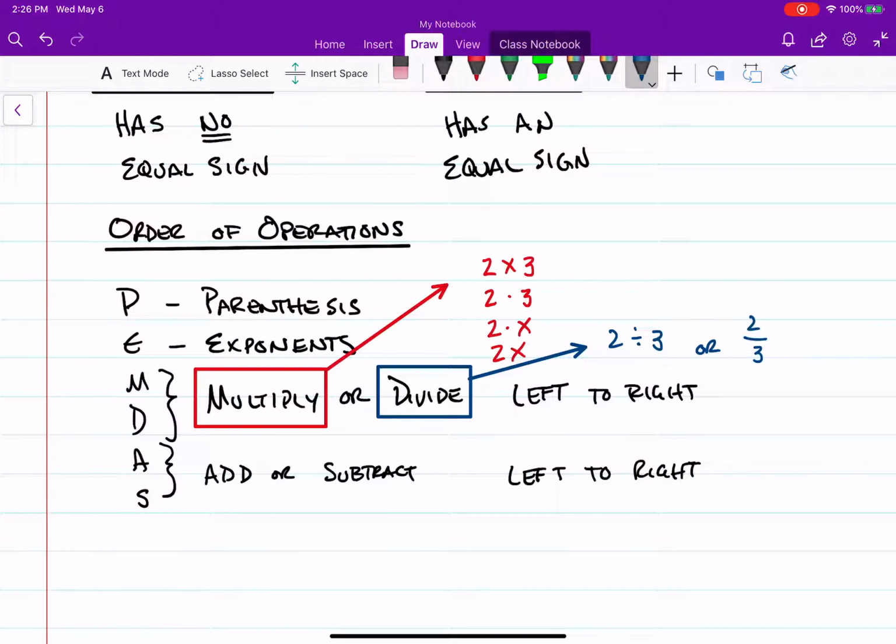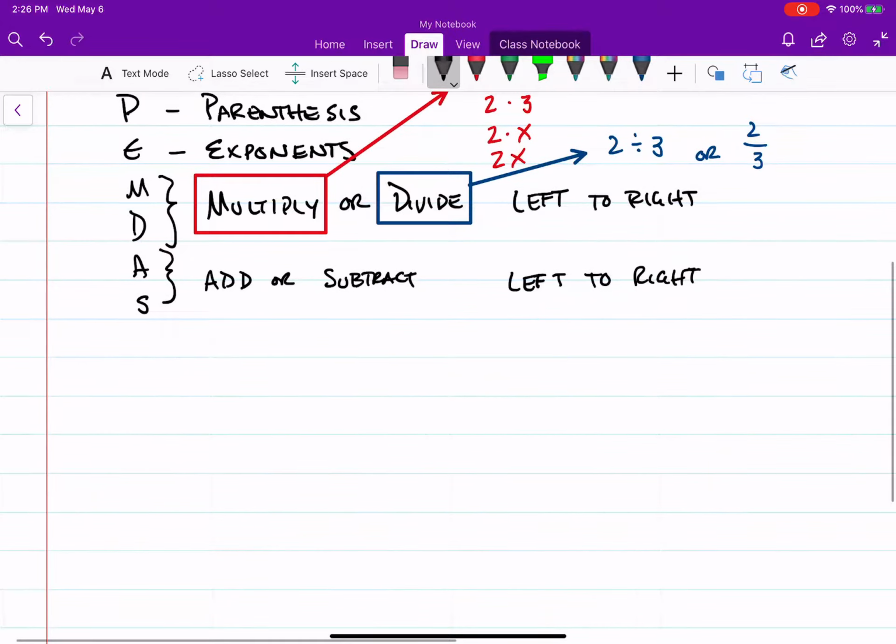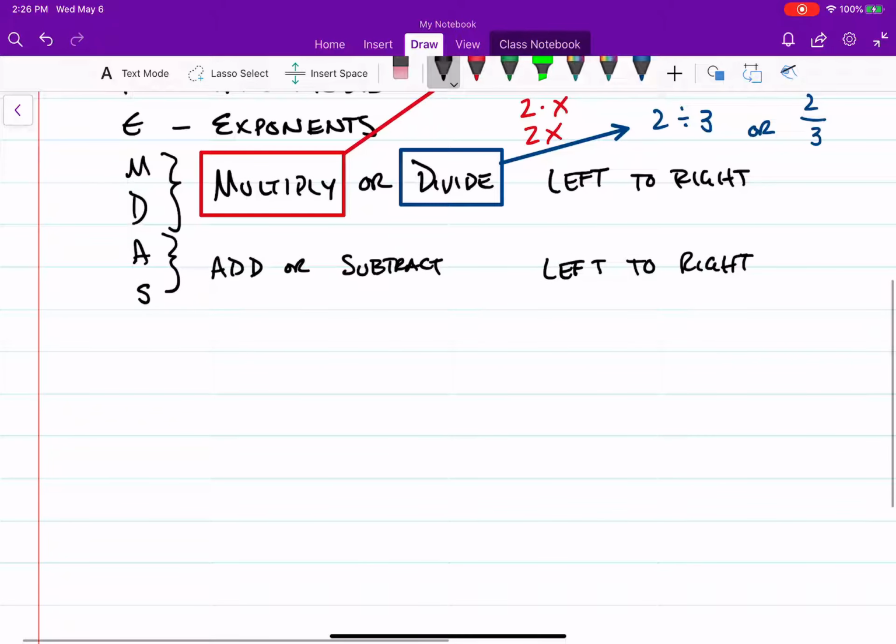Okay, so now that we've talked about that: order of operations, parentheses, exponent, multiplication, division from left to right, addition, subtraction from left to right. So really it's just 4 steps, not the 6 steps that people think that they are. Okay, all right. So an algebraic expression is just a mixture.